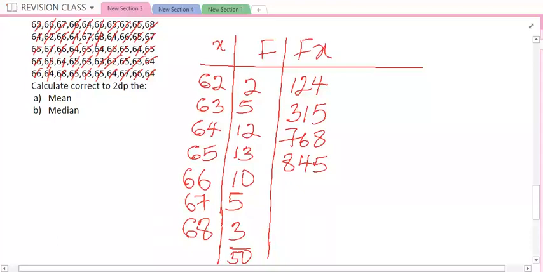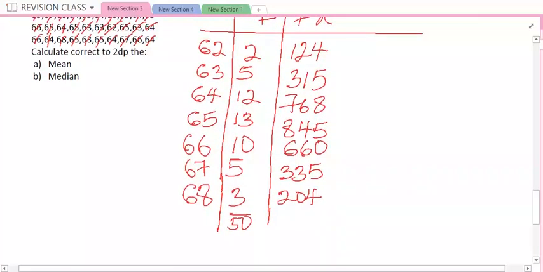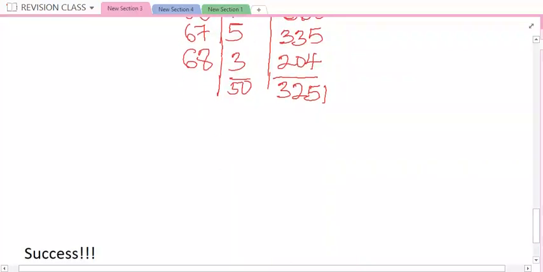845. You have 66 times 10, that will give me 660. You have 67 times 5, that will give me 335. Then you have 68 times 3, that will give me 204. You can use your calculator to do that. So now let's take the summation of fx. Add all these data together. If you add them together, you're going to have 3,251.